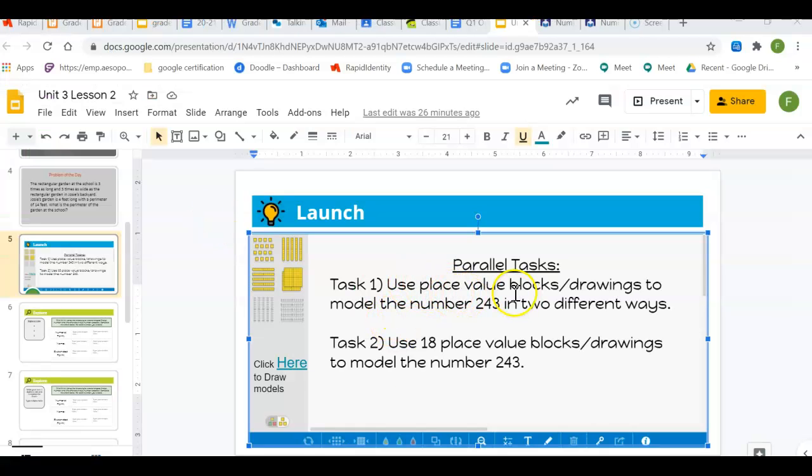Okay, so you've had an opportunity to build the number 243 in 2 different ways using our place value blocks. And our next task is to use a total of 18 place value blocks to model the same number, 243. So we got to use 18 place value blocks, no more or no less than 18. And when you click on here, you'll be able to build it. So I'm going to pause, and I want you to try to build that yourself.